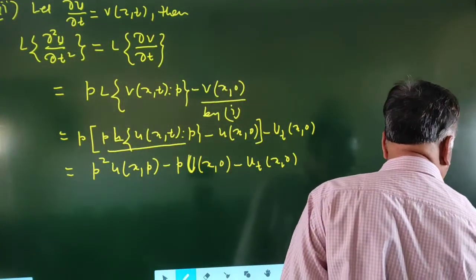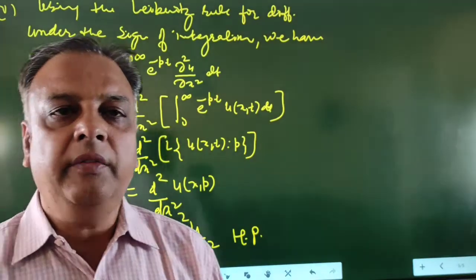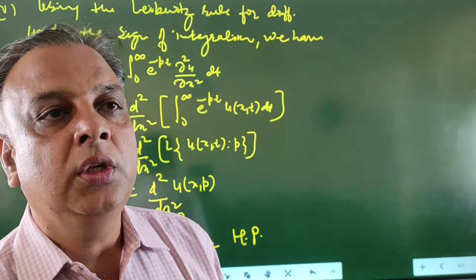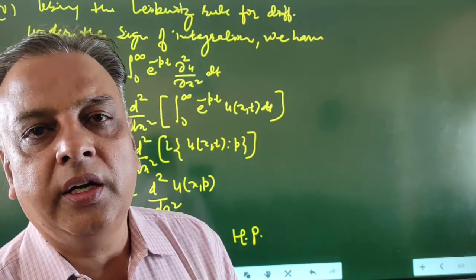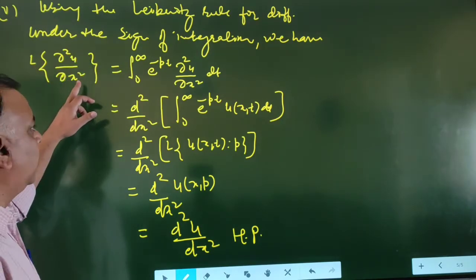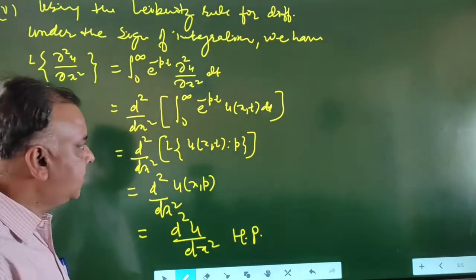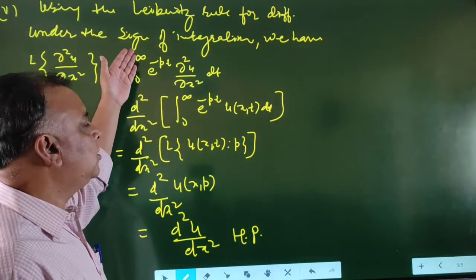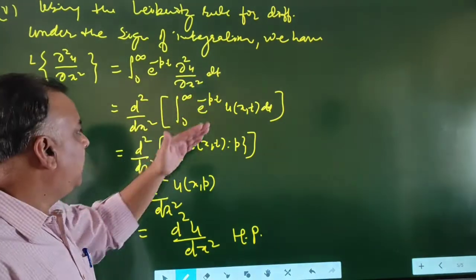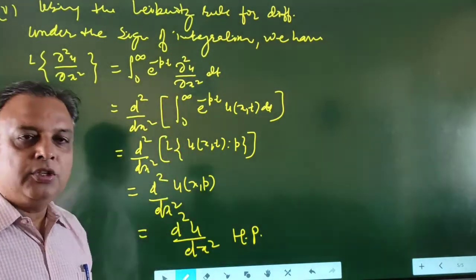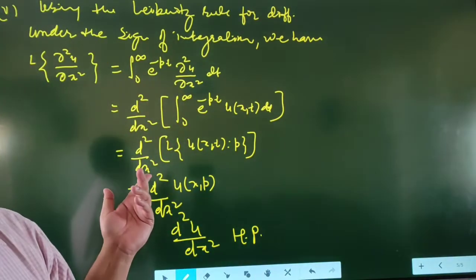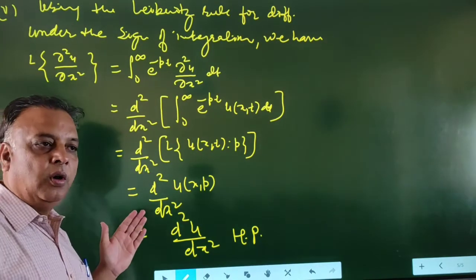Now the final result is the Laplace transformation of the second derivative of u with respect to x. Here again we have to use the Leibniz rule of differentiation under the sign of integration. We have to find the Laplace transformation of del 2u upon del x square. By the definition of the Laplace transformation, this is equal to integral 0 to infinity e raised to minus pt del 2u upon del x square dt. And by using the Leibniz rule, the partial derivative comes outside the integral, so it becomes ordinary differentiation.